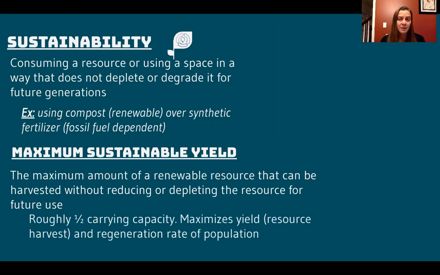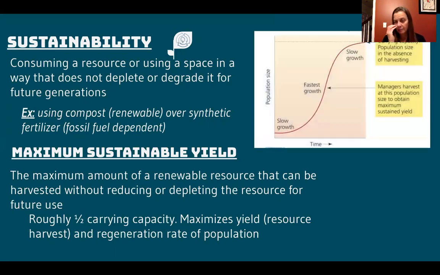In general, maximum sustainable yield is considered to be about 1/2 of the carrying capacity. This balances maximizing yield, maximizing the amount that we're able to harvest, as well as maximizing the regeneration rate of the population. So what we're trying to do is balance how much we can use versus leaving enough for regeneration. So if we harvest at half of carrying capacity, in theory, that should be our maximum sustainable yield.